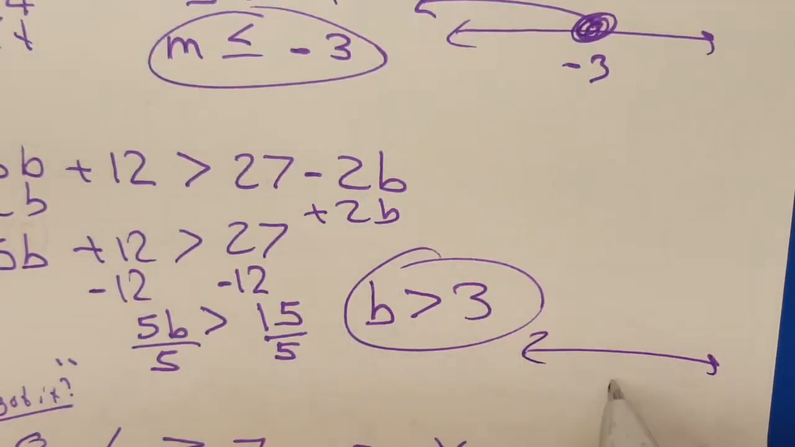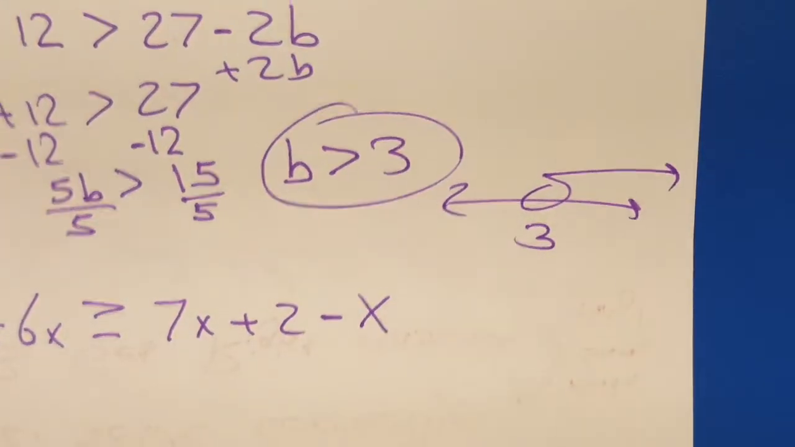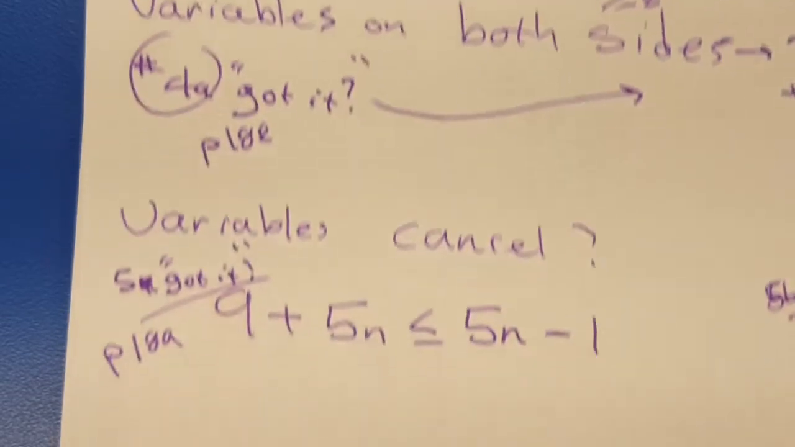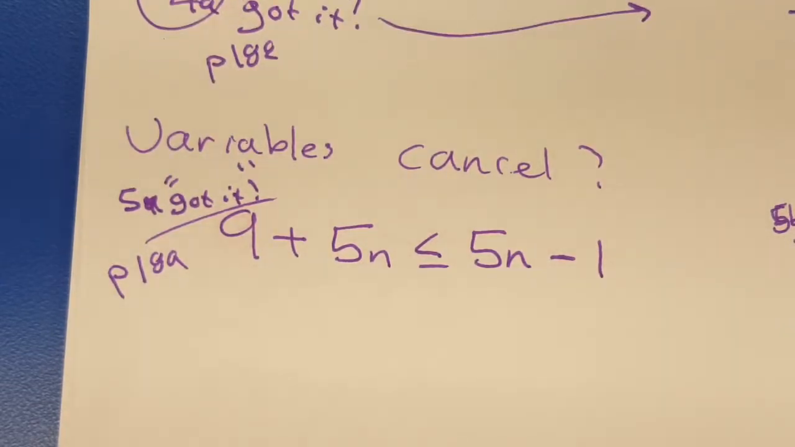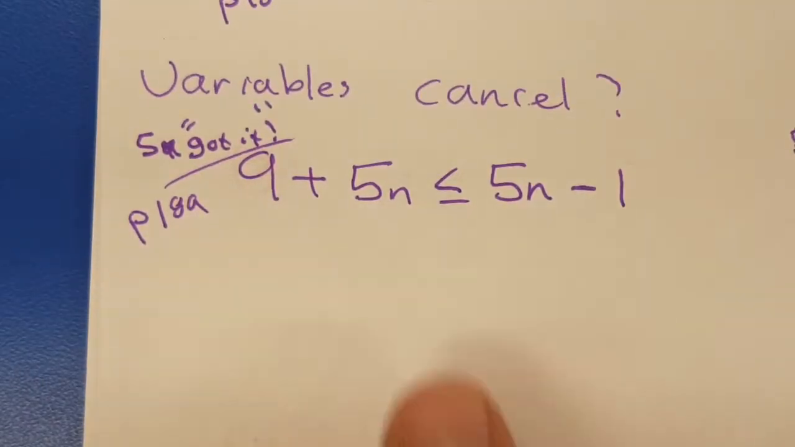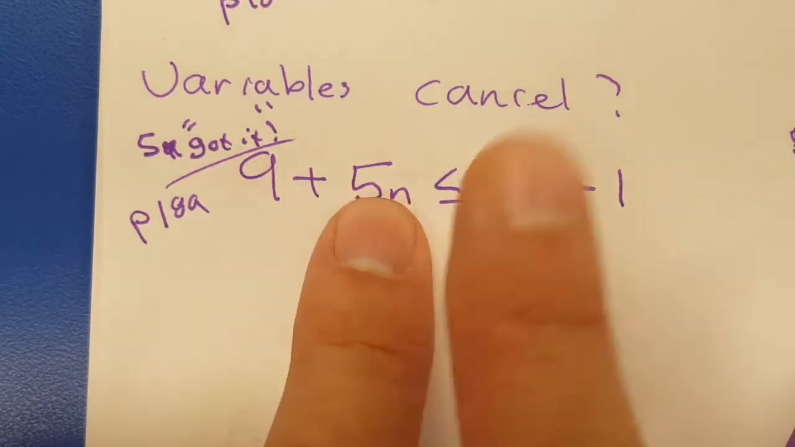Graph it really quick. 3, open, that way. All right, here we go. The other thing that could happen when you have variables on both sides is the variables could cancel. So here's the 5a got it and the 5b got it. What do you mean when the variables cancel? Well, when you have the same variables on both sides. There's a 5n over here and there's a 5n over here.